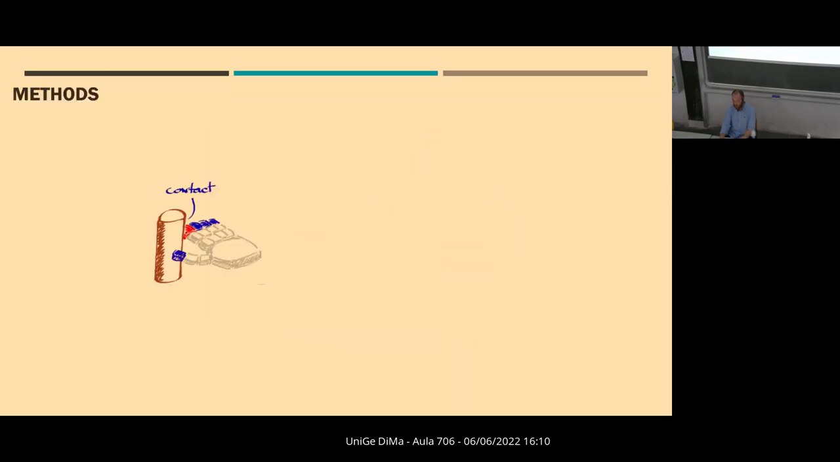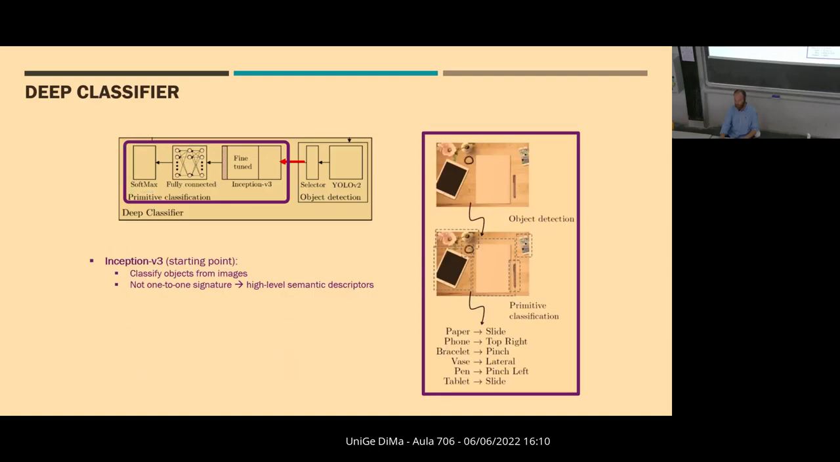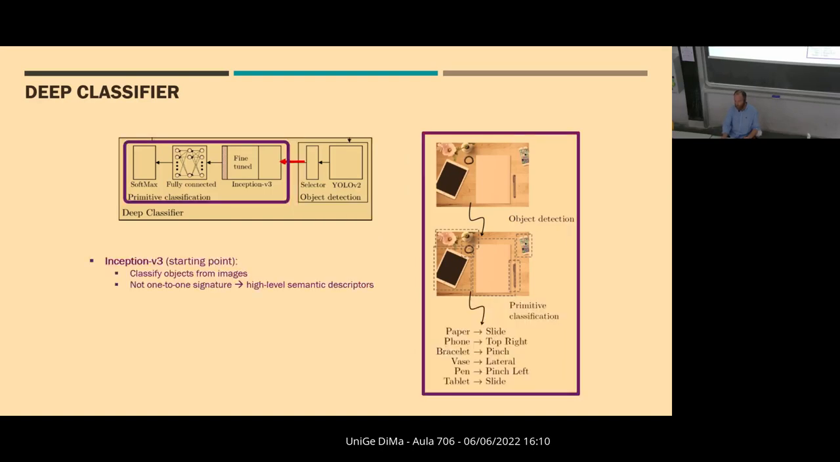In this work here, we extracted only very high-level features of the object, so the shape, basically. We did not take any consideration of the weight, for example. What we did was not to get a one-to-one signature of the object with the primitive, but based on a semantic description, which is high level, we associate a primitive to this description.